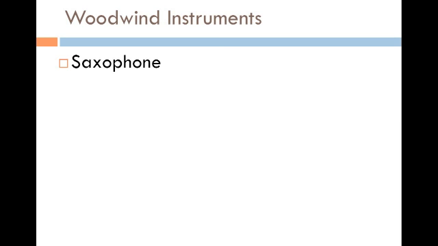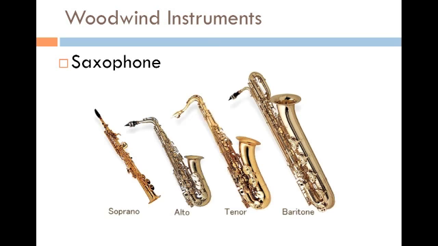Another woodwind instrument is the saxophone. It is a single reed instrument that comes in a variety of sizes. Soprano, alto, tenor, and baritone are the most commonly used in classical, jazz, and pop music.